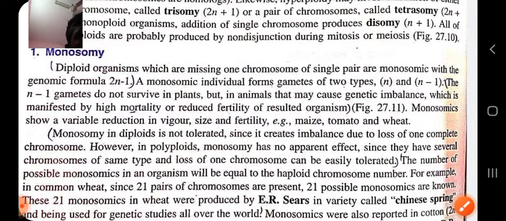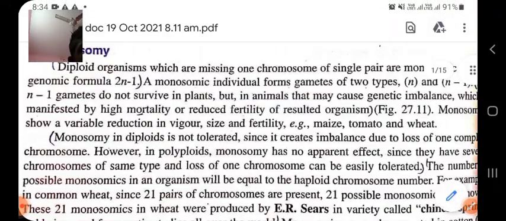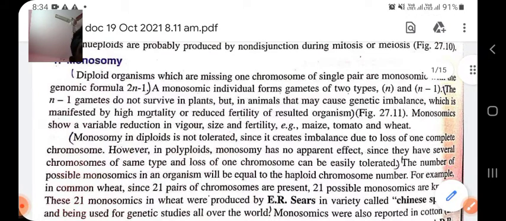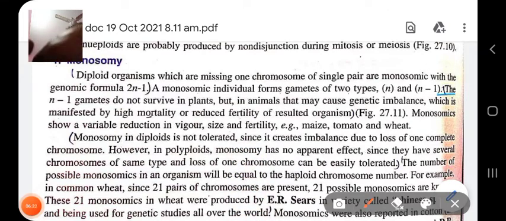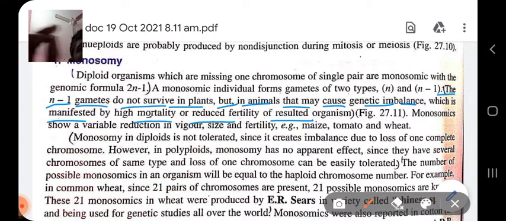Next, it is saying that n minus 1 gametes do not survive in plants, but in animals they may cause genetic imbalance. That's why different types of disorders can be seen in monosomy. In animals, the imbalance is manifested by high mortality, that means the death rate will be higher, and reduced fertility, that means they will be sterile, in the resulting organism.